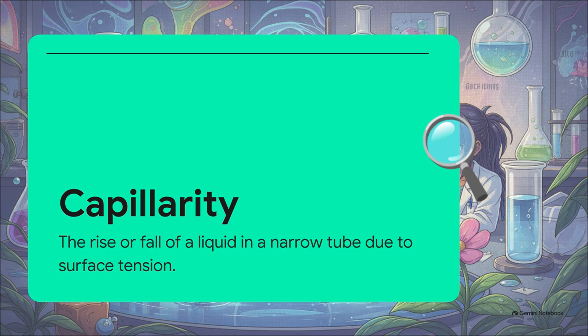Capillarity is the rise or fall of a liquid inside a very narrow tube, which looks like it's completely defying gravity. This happens because of surface tension along that exact three-phase contact line we just mentioned, where the solid tube, the liquid, and the air all meet.